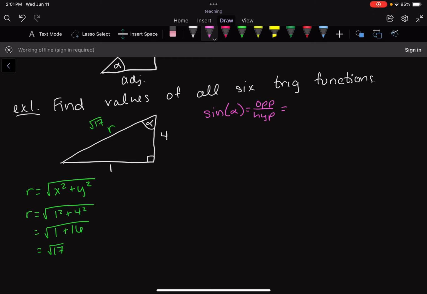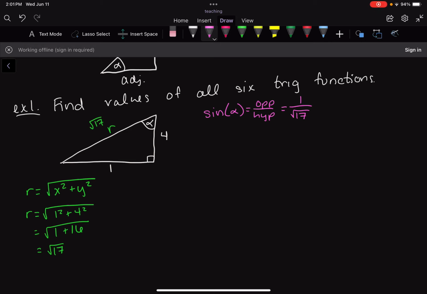So now sine would be 1 over square root 17. Now something I just want to mention here is this is a good example of wanting to use the opposite, adjacent, hypotenuse explanation of sine, cosine, tangent, and so on, instead of maybe the x over r, y over r explanation.